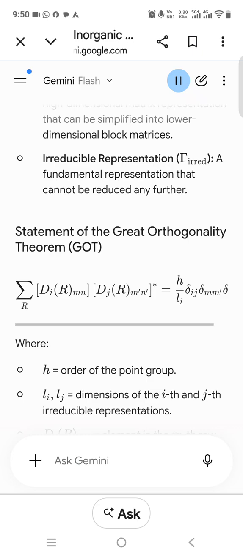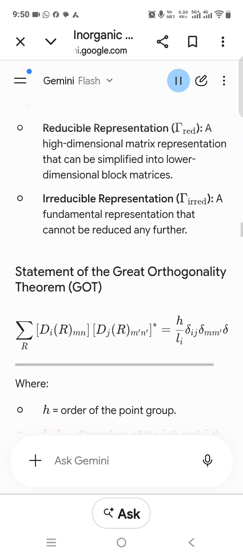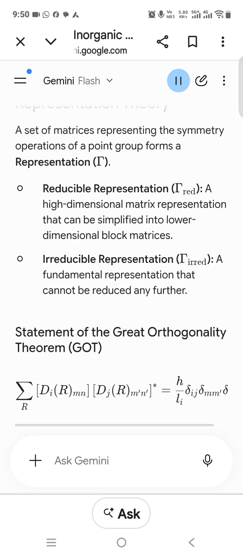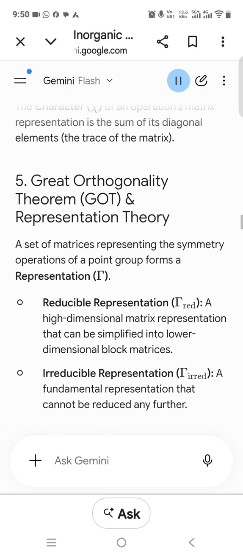Identity element: there exists an element E in G such that A·E equals E·A equals A. Inverse element: for every element A in G, there exists an inverse A^(-1) in G such that A·A^(-1) equals A^(-1)·A equals E.